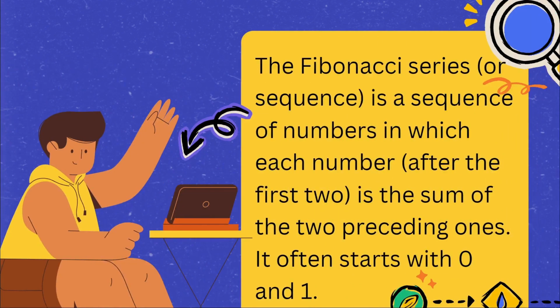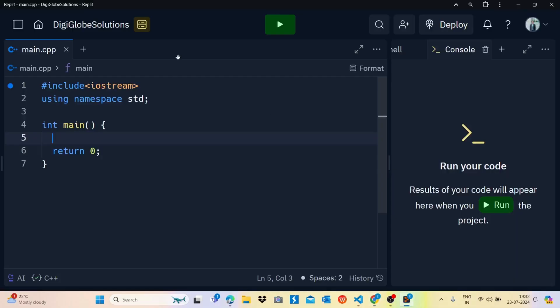This is a sequence of numbers in which each number, after the first two numbers, is the sum of the two preceding ones. That means the sequence starts with 0 and 1. So the first and second terms are fixed to 0 and 1. The actual calculation starts from the third number itself. Each and every number of this sequence is going to be the sum of the previous two numbers. So let us write code for this.